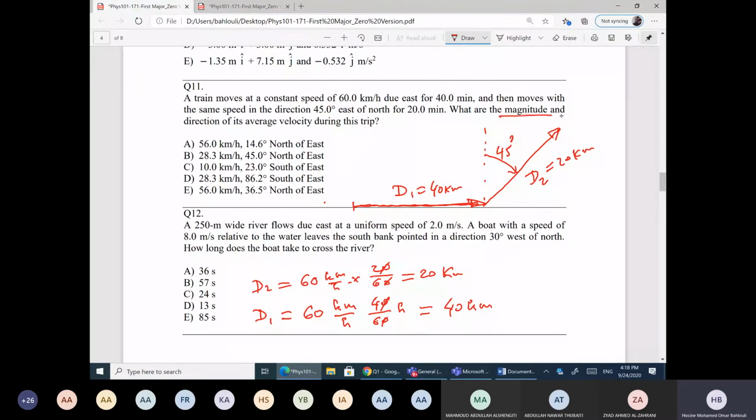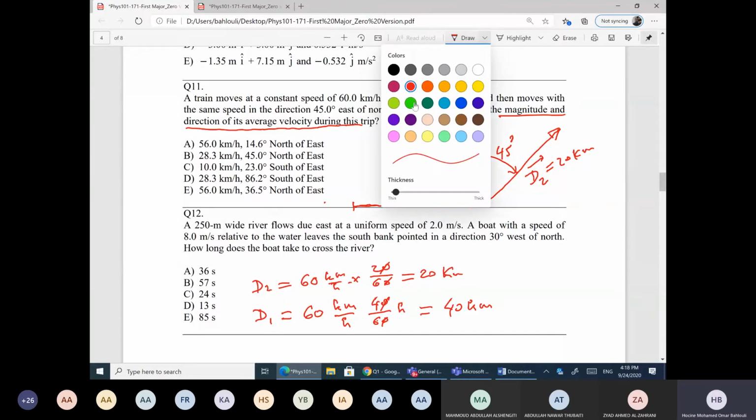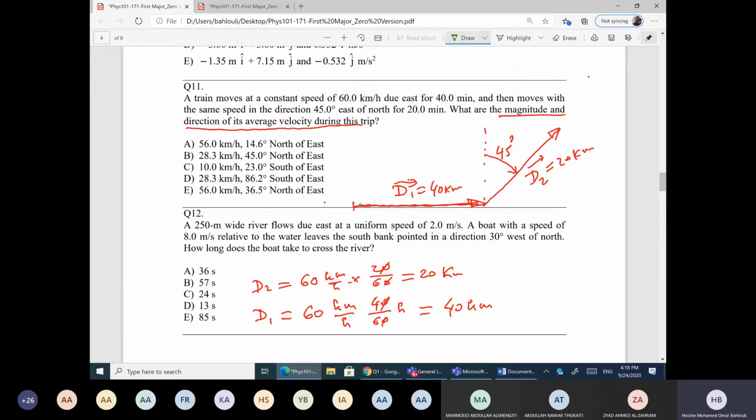We're finished. What is the question? Find the magnitude and direction of the average velocity. Okay, the average velocity is the displacement. If I put these as vectors, d1 and d2, the total displacement is a vector that goes from the starting point to the end point. That's the displacement vector, which we call delta r. What is the magnitude and direction of its average velocity? Let me erase this here.